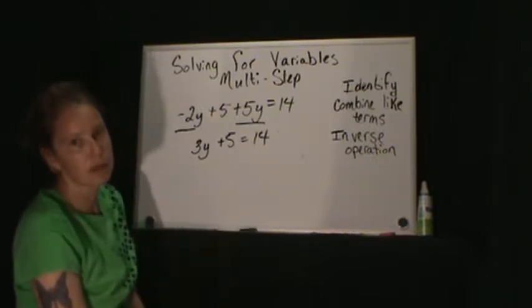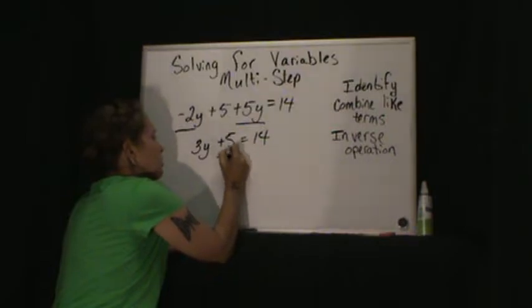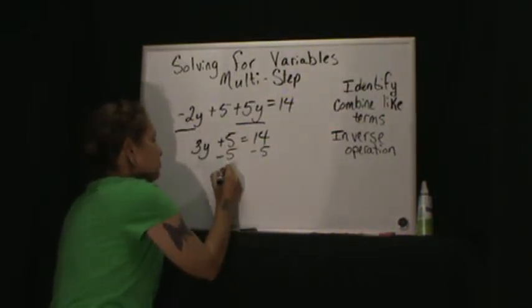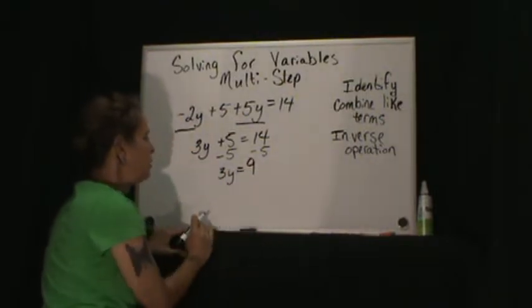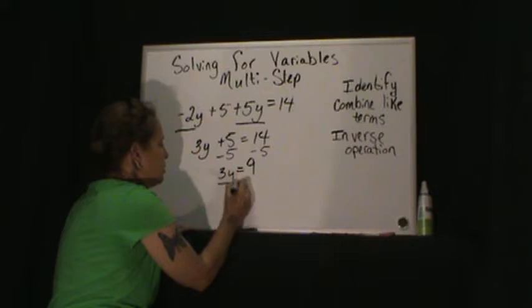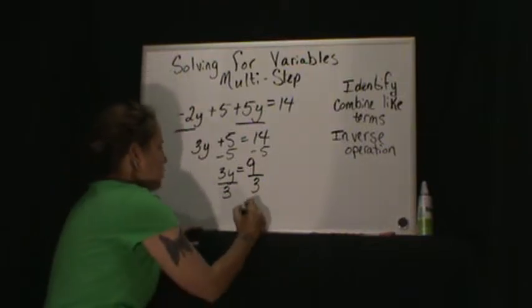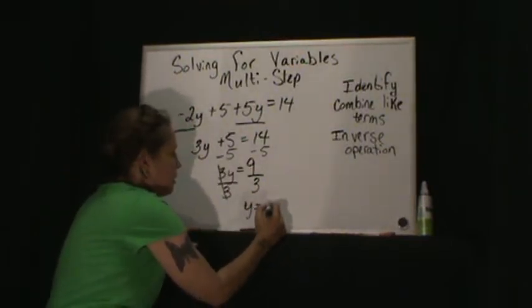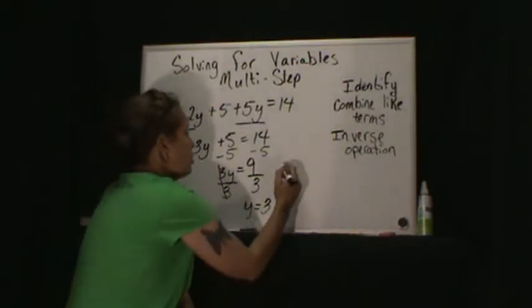And now we can do our inverse operations. Opposite of addition is subtraction. 14 minus 5 is 9. Opposite of multiplication is division. Remember to keep both sides balanced. These two cancel. 9 divided by 3 is 3. We're going to plug it in and double check our answer.